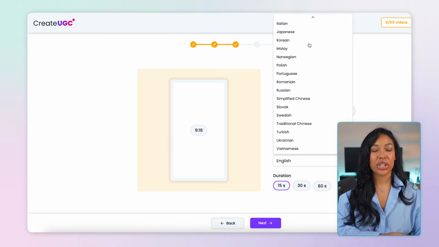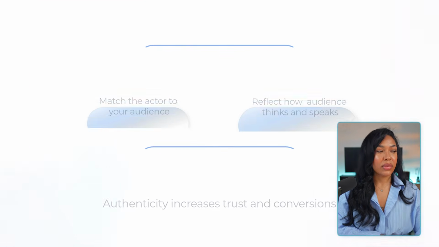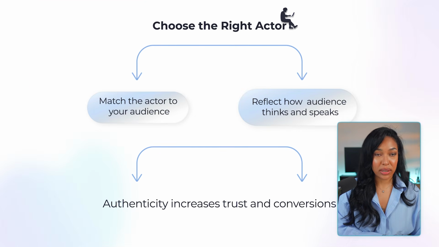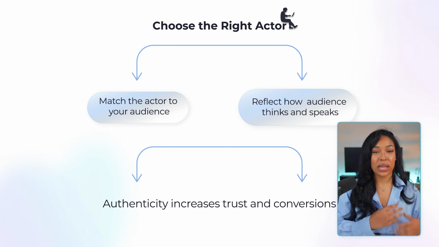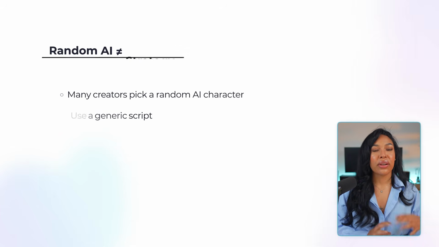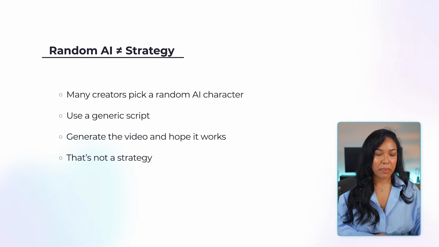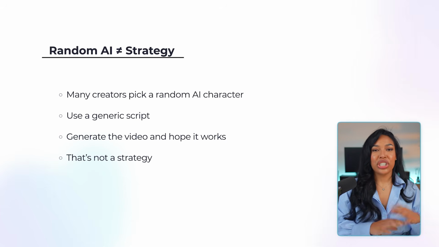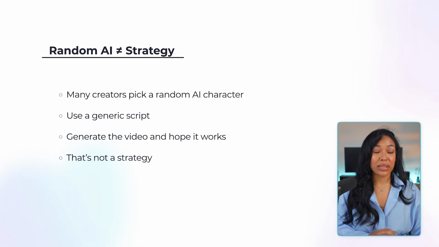Now, this step is actually one of the most important steps in my opinion, and that is choosing the right actor for your ad. I think one of the biggest mistakes that brands and obviously just normal people make when they're creating UGC ads is that they're not fully tailoring it to how their audience thinks and speaks. I feel like a lot of the times they pick a random AI character, paste in a very generic script, and then just generate the video and hope that it works. That's not a strategy.